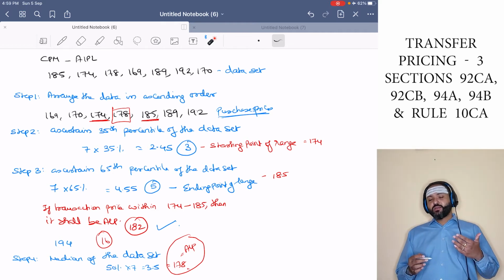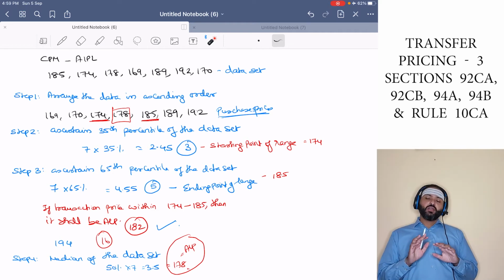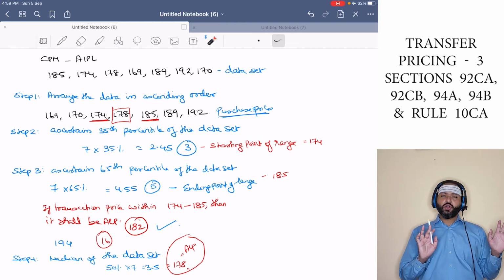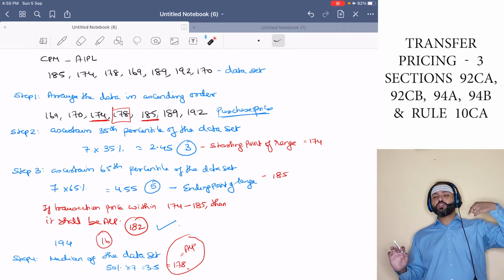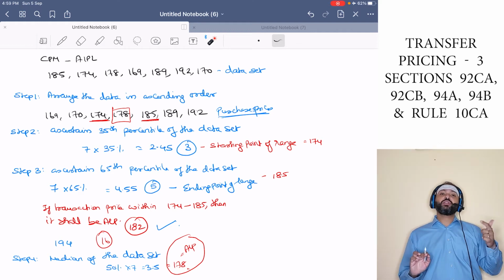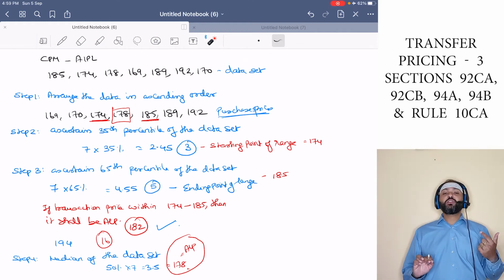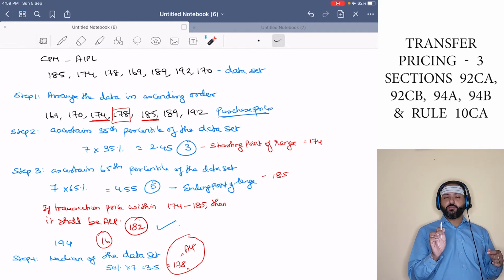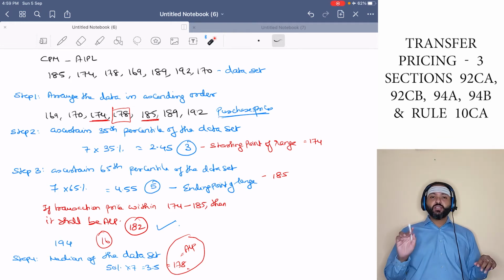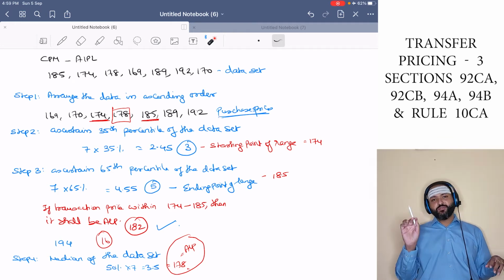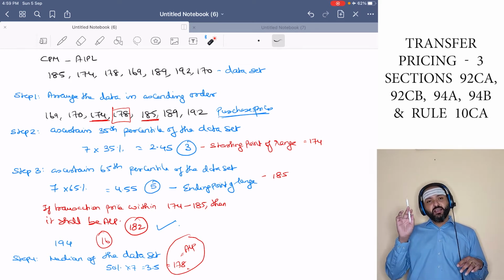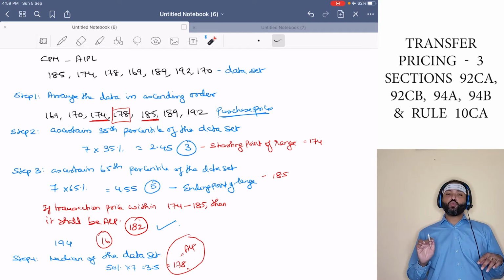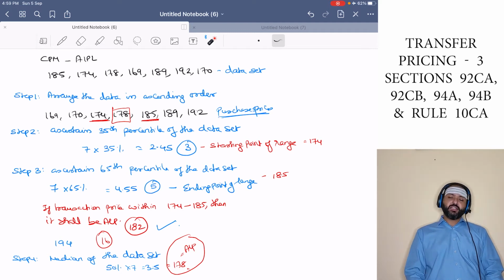Now, if the transaction price is within this range, no problem, everything is good. Your transaction price is equal to the arm's length price. Suppose the transaction price goes beyond this range, then what should we do? We should take the median. Median, 8 into 50%, is a whole number. 4 is a whole number. You will not take the fourth price. You will take the fourth price plus the fifth price divided by 2, the fourth price, that is the chosen price, plus the subsequent price divided by 2, the average of the two will be the arm's length price.